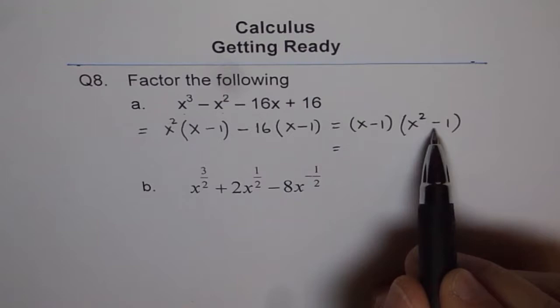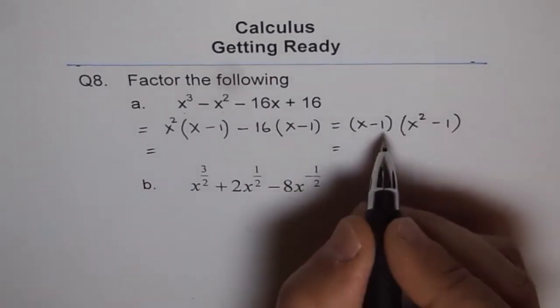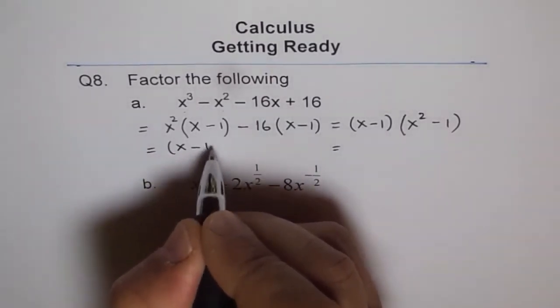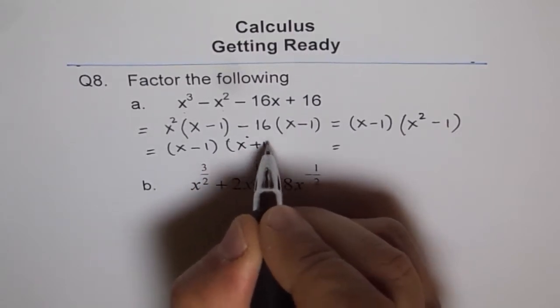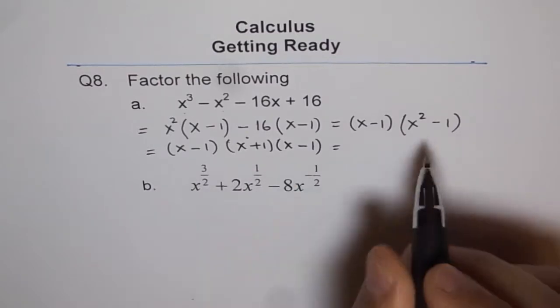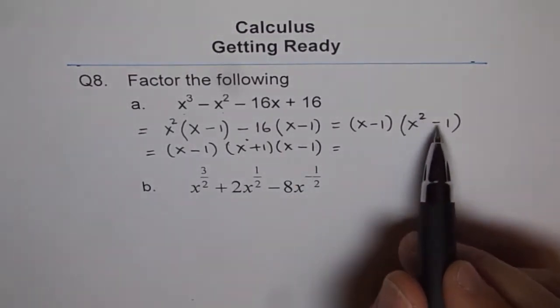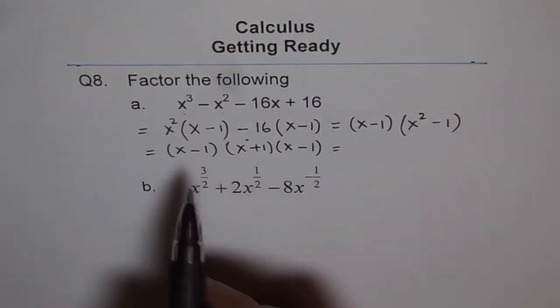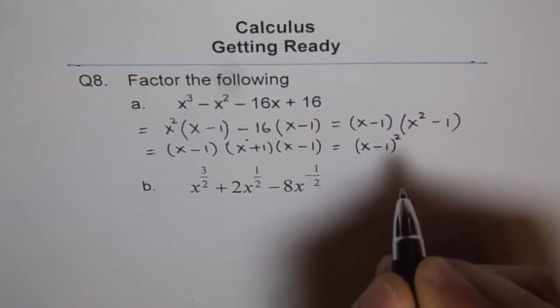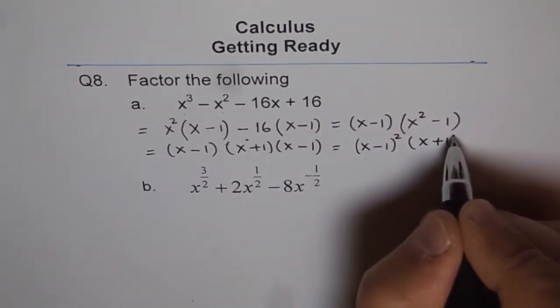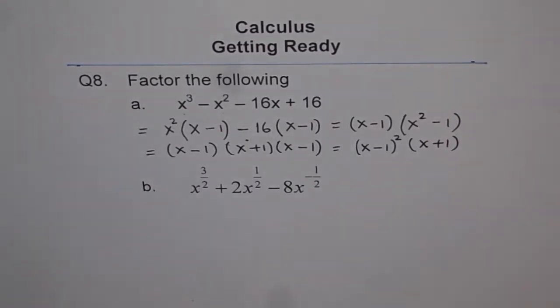X squared minus 1 can be written as x plus 1 times x minus 1. Right? So let me write it here after that. So it is x minus 1 times x squared minus 1 written as x plus 1 times x minus 1. Correct? So it is difference of squares, x squared minus 1 squared, right? Now you can combine these two, and you can write x minus 1 whole squared times x plus 1. Now that is how you completely factor the given expression, right? So that is how you do these.